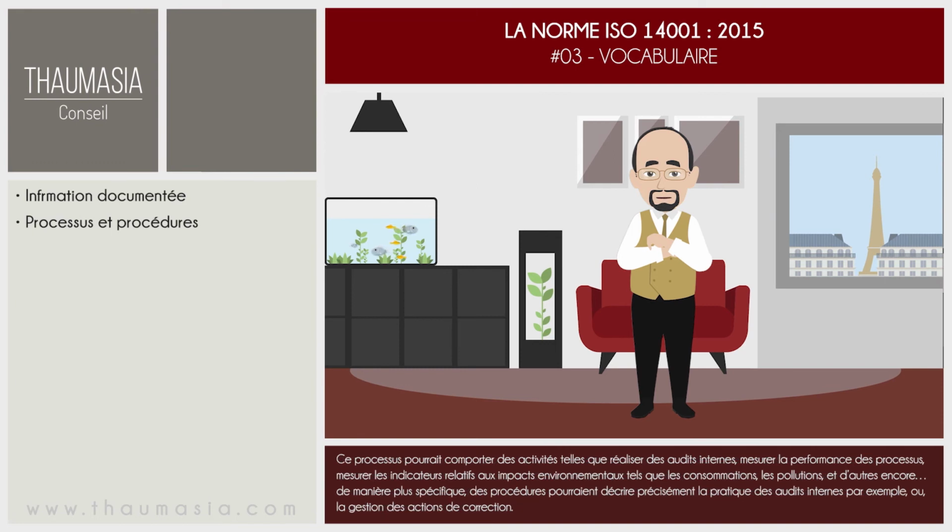This process could include activities such as carrying out internal audits, measuring the performance of processes, measuring indicators relating to environmental impacts such as consumption, pollution, and others. More specifically, procedures could describe precisely the practice of internal audits, for example, or the management of corrective actions.